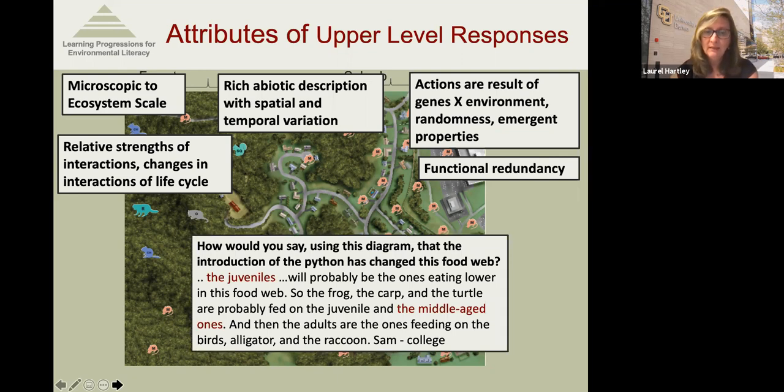How would you say, using this diagram, that the introduction of the python has changed this food web? The juveniles will probably be the ones eating lower in this food web. So the frog, the carp, and the turtle are probably fed on the juvenile, and the middle-aged ones. And then the adults are the ones feeding on the birds, the alligator, and the raccoon.